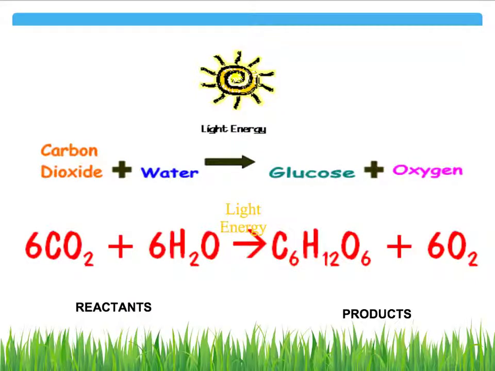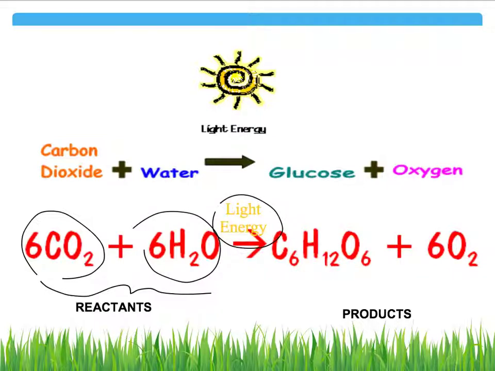Photosynthesis can be represented by this chemical reaction where we have carbon dioxide and water as our reactants, and in the presence of light we're going to end up with glucose and oxygen as our products.